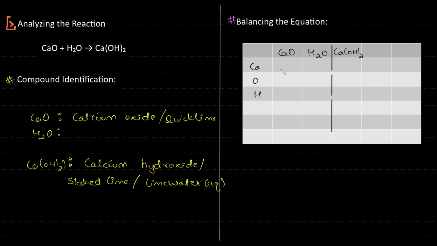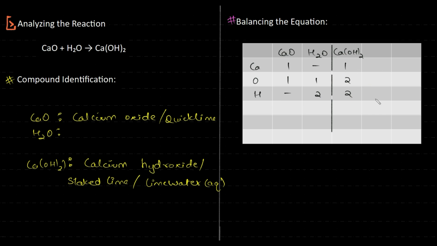See, in CaO, how many calcium is there? 1. Oxygen is 1. There's no hydrogen. In H2O, there's no calcium. There is 2 hydrogen and 1 oxygen. And in Ca(OH)2, there is 1 calcium, 2 oxygen and 2 hydrogen.